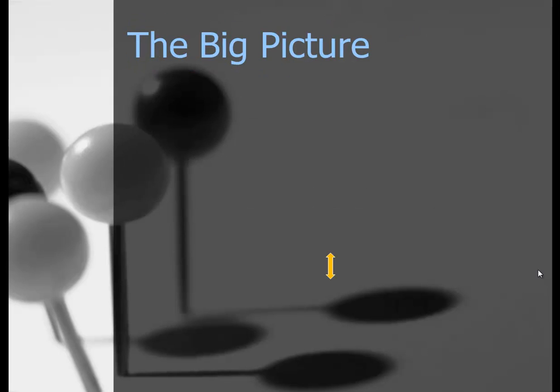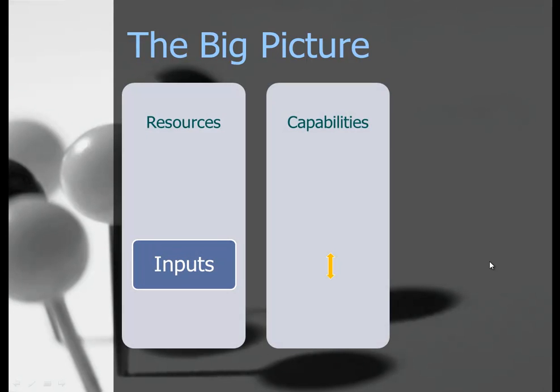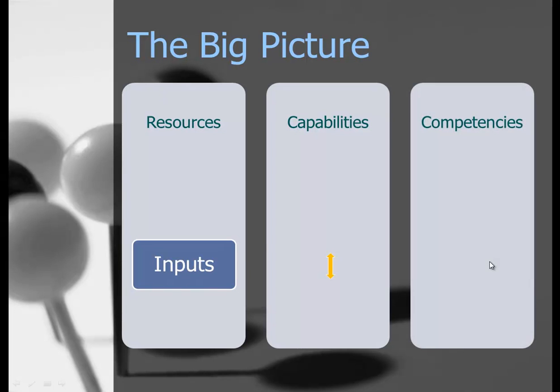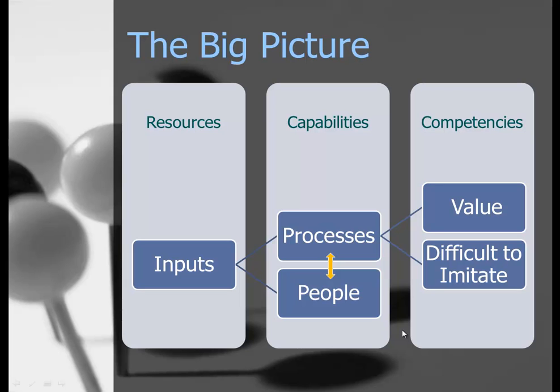All right, so let's take a look at this big picture and how they interact. So resources first are inputs, whereas your capabilities and competencies are derived from those inputs, right? The processes then and people intermix with the inputs in order to create activities that can generate value for your customers and that are difficult to imitate, so they give you that competitive edge. So let's go back to resources for a moment.